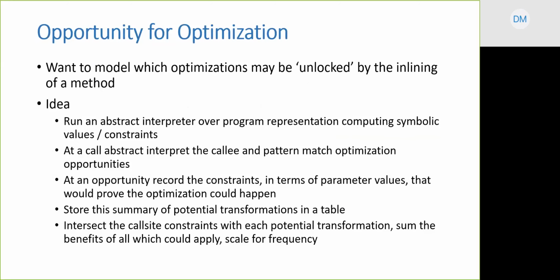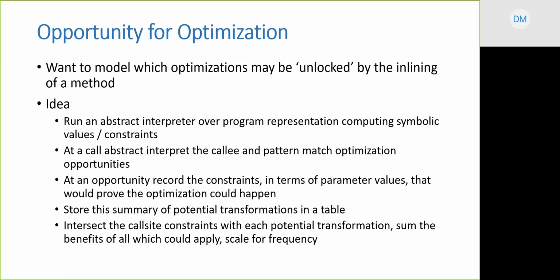Now, the real part of this research, and what Eric has spent most of his time on, and where he's made some great innovations, is the opportunity for optimization. Essentially, we want to model which optimizations may be unlocked by the inlining of a method, where there's information from the caller that will allow the optimizer to do something good in the callee that we would not have been able to do in isolation. So the idea that Eric adopted and ran with was to run an abstract interpreter over the program representation, computing symbolic values or constraints on values so that we can model what we know about values in the program.